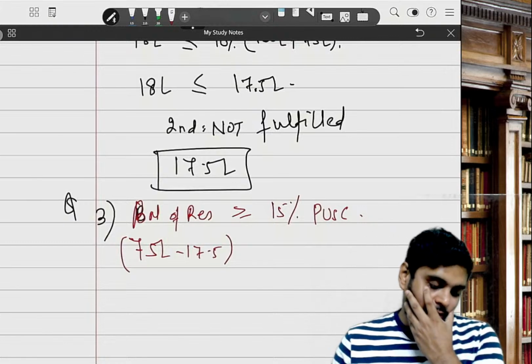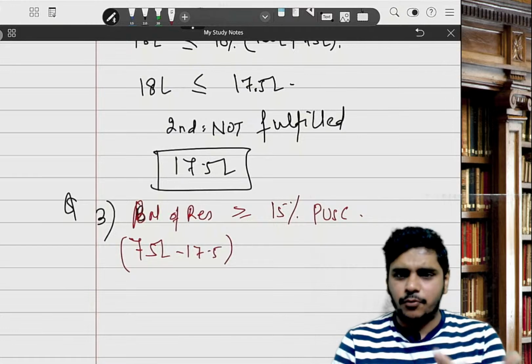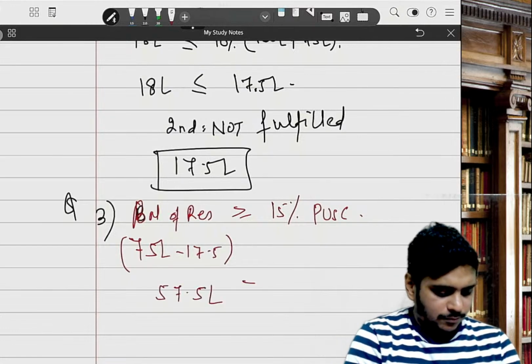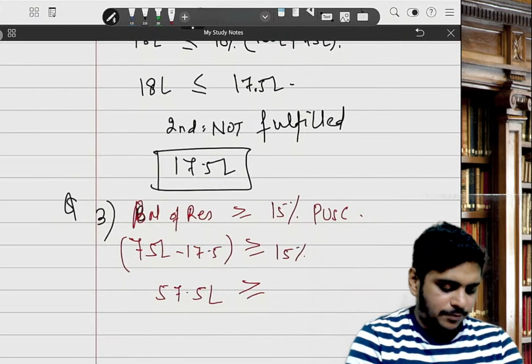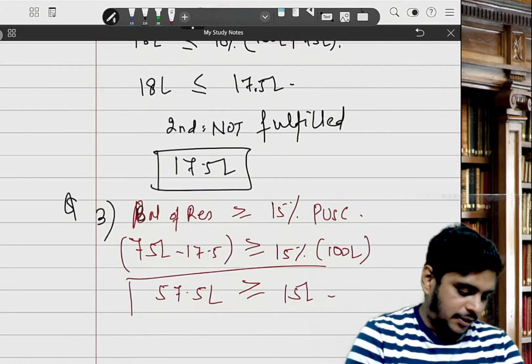17.5, 5 gone there. 65 more 7. 57.5. So 57.5 lakh should be more than or equal to 15% of the paid up capital of 100 lakhs. That is basically 15 lakhs. So sir, the third condition is satisfied.